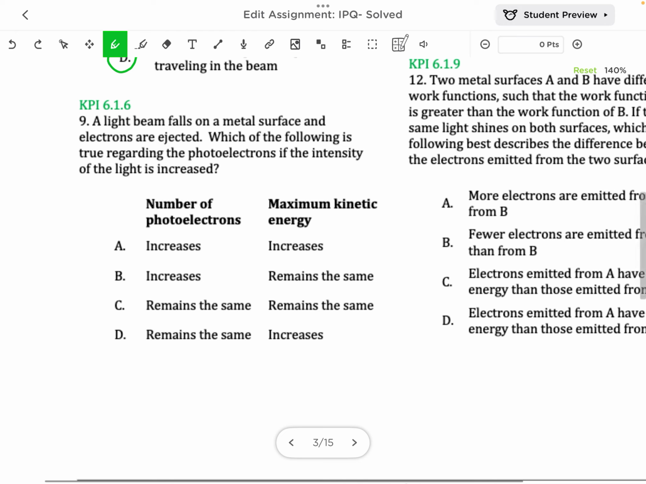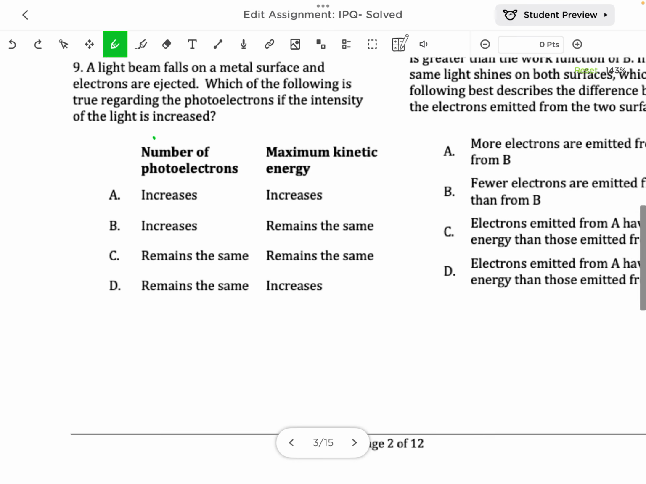A light beam falls on a metal surface and electrons are ejected. Which of the following is true regarding the photoelectrons if the intensity of light is increased? Talking about the number, if the intensity is higher, the number of electrons ejected is higher. But talking about the kinetic energy, it depends only on the energy of the light, which depends on the frequency. So in order to increase the kinetic energy, I have to increase the energy, not the brightness. So it stays the same.